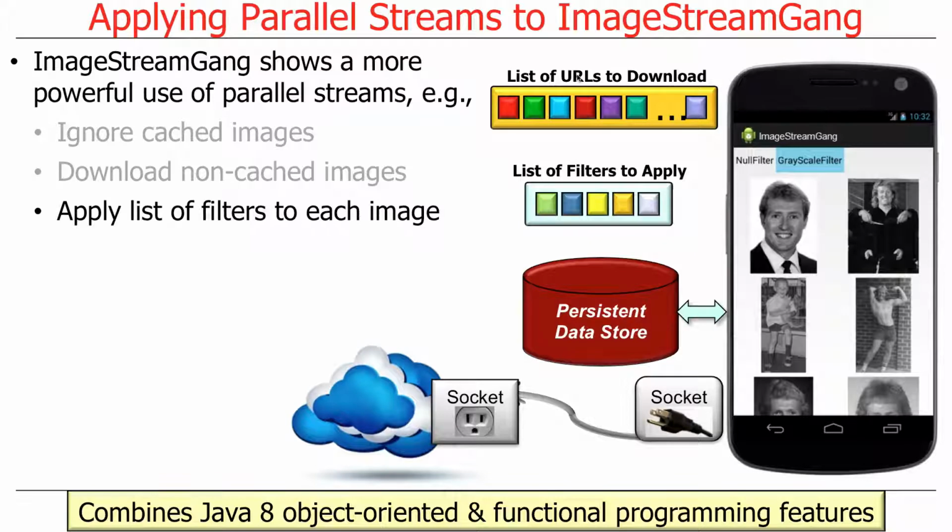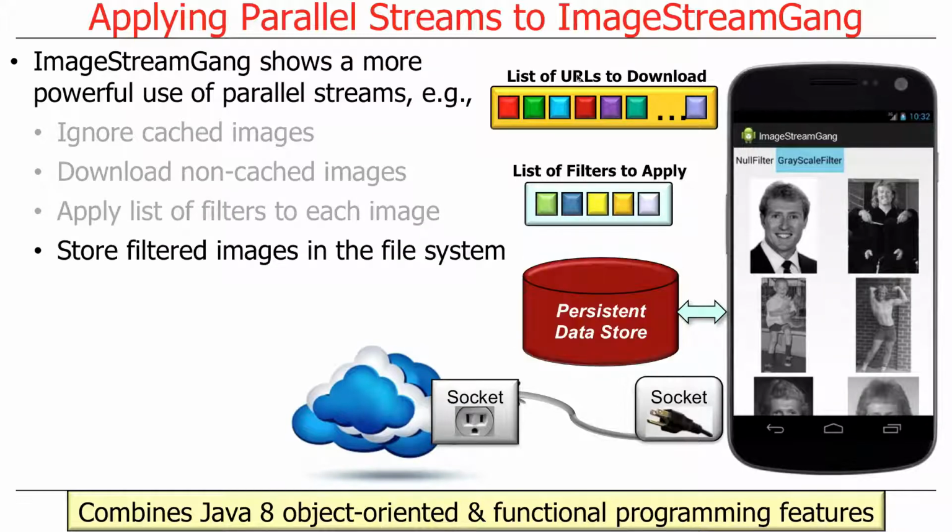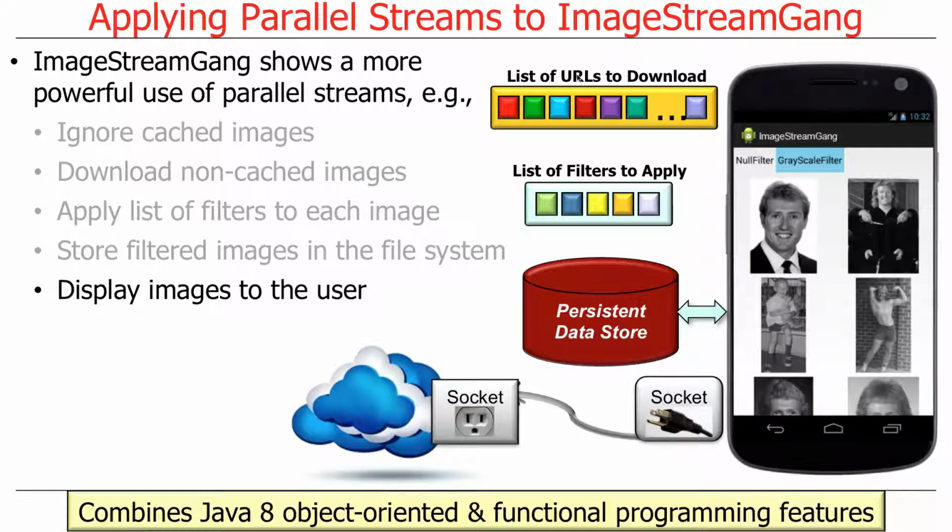It then applies a list of filters to each image, and those filters, as we'll see, can do various kinds of image processing on the images that are downloaded. And then it stores the resulting filtered images to the file system on the local device. So it's downloaded them from the network, puts them into the file system, and then ultimately will display those things to the user. That's actually done with a separate activity, but everything else is just used to download the images, filter them, put them into the file system.